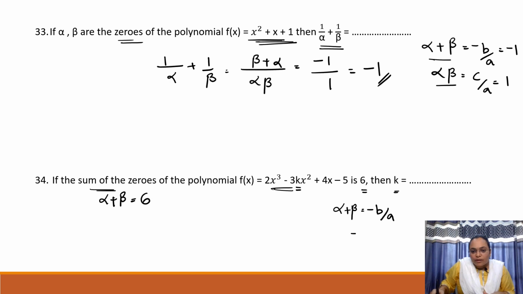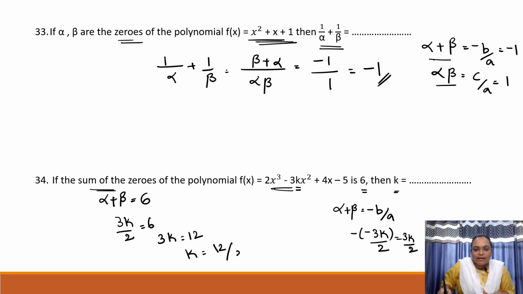What is minus b by a? Minus of minus 3k by 2, which is 3k by 2. Correct? Now let us put it here. That is 3k by 2 is equals to 6, which is 3k is equals to 12. k is equals to 12 by 3, which is k is equals to 4. Okay, clear?